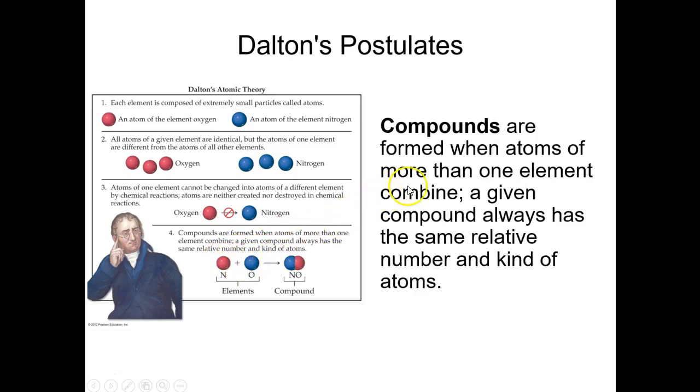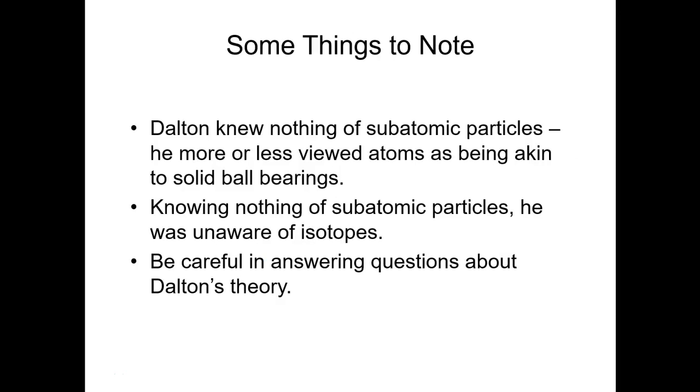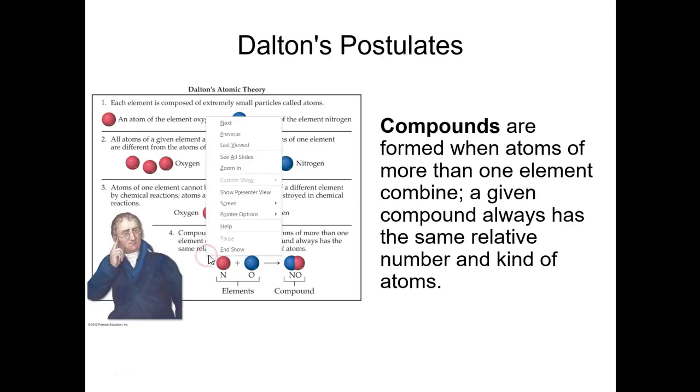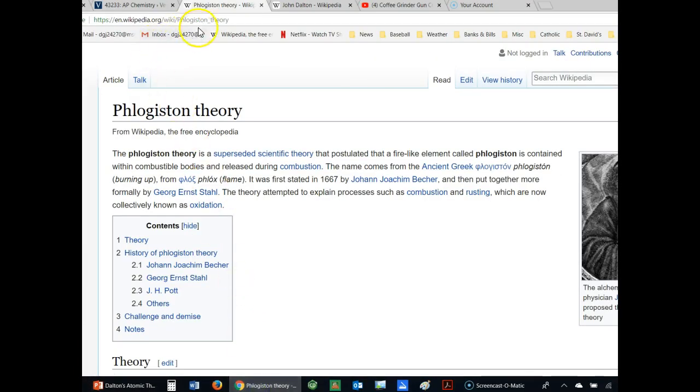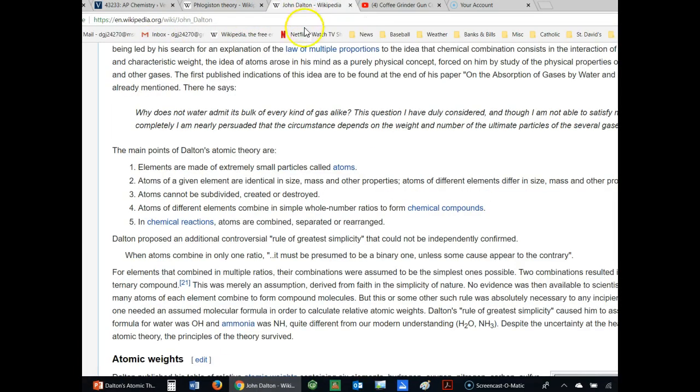So compounds are formed when atoms of more than one element combine, and a given compound always has the same relative number and kinds of atoms, which is really just kind of a restatement of the law of definite composition. So one of the things that's not mentioned in these slides is, well, let me not go there yet, but let me just end the show and go over here and show you the Wikipedia statement of Dalton's theory.